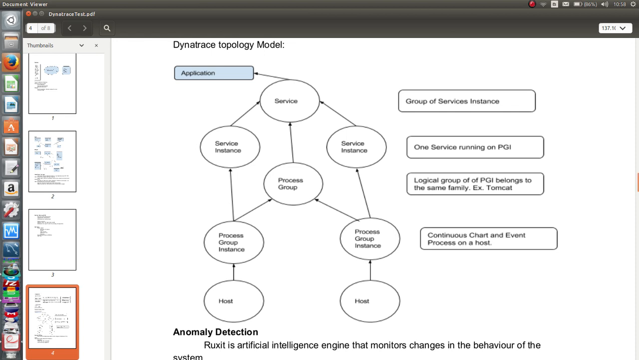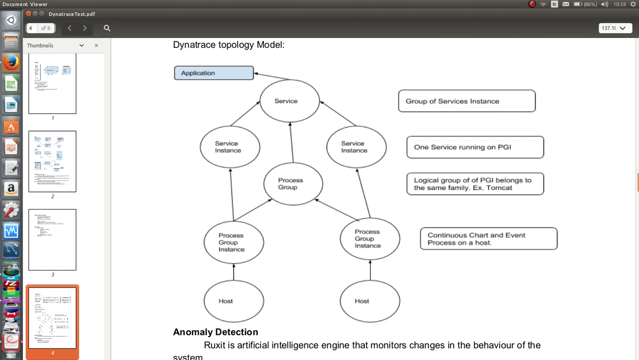At the top of the model, we have the applications, all that is presented to the user. Down from the application, we have the service, where we have the service instance and the group of service instances. Then we have a process group, the process group instance, and the hosts. Okay, so it is very important to understand what the parts are that get involved in the analysis.